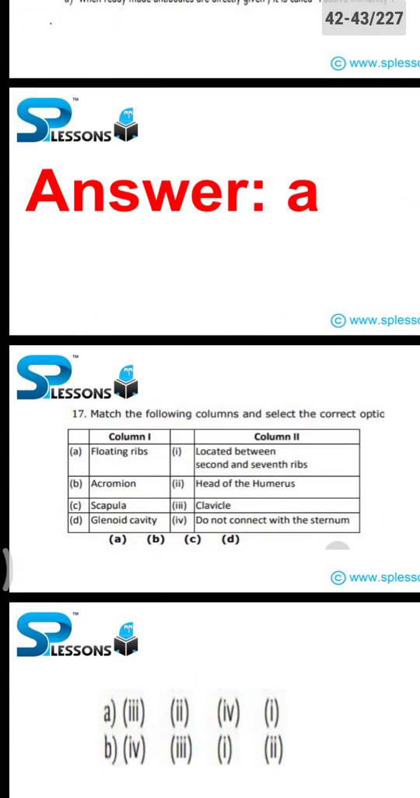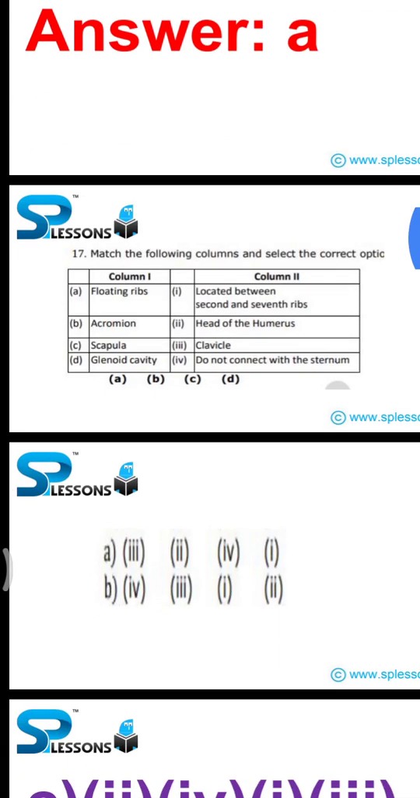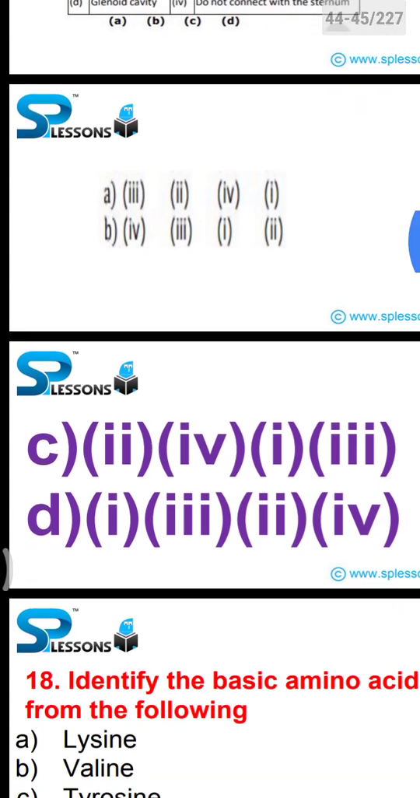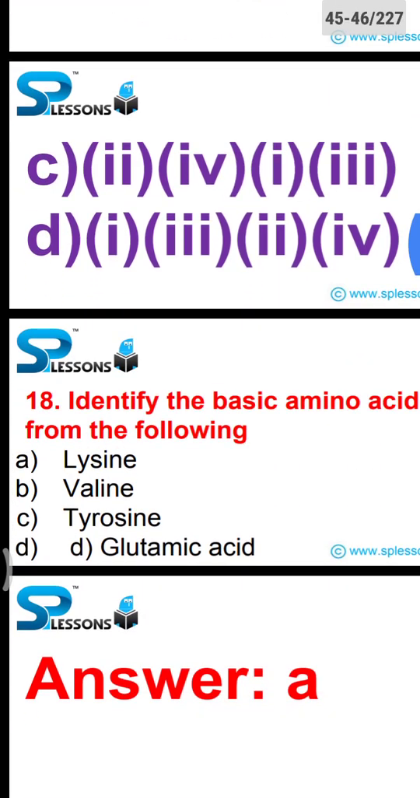Next we have a match the following. Column 1 and column 2. Here we have floating ribs, acromion, scapula, glenoid cavity. In column 2, we have located between 2nd and 7th ribs, head of the humerus, clavicle, do not connect with the sternum. And the options are option A, 2 3 4 1, option B 4 2 1 3, option C 2 4 1 3, option D 1 3 4 2.